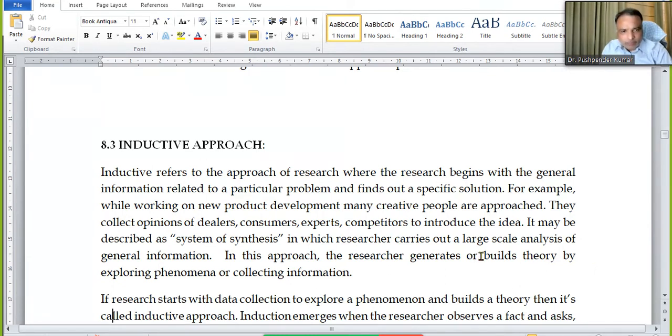See this, build theory. In deductive, what was there? Already a theory is there. You need to test that particular theory. But in this inductive approach, what are we doing? Something new. And here our approach would be to build theory.